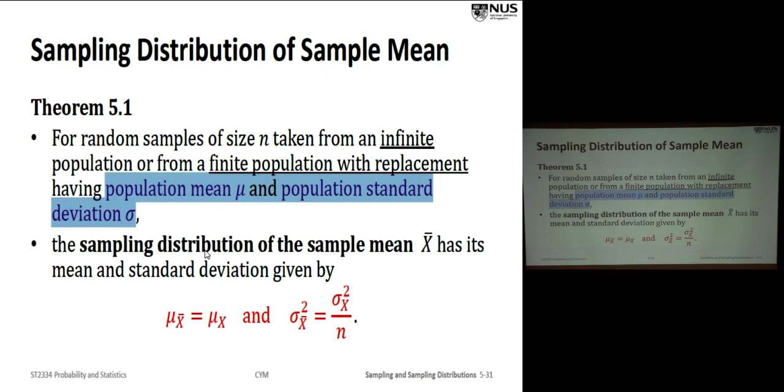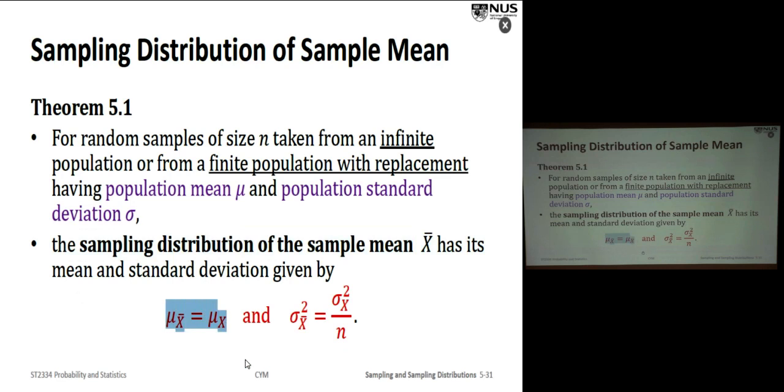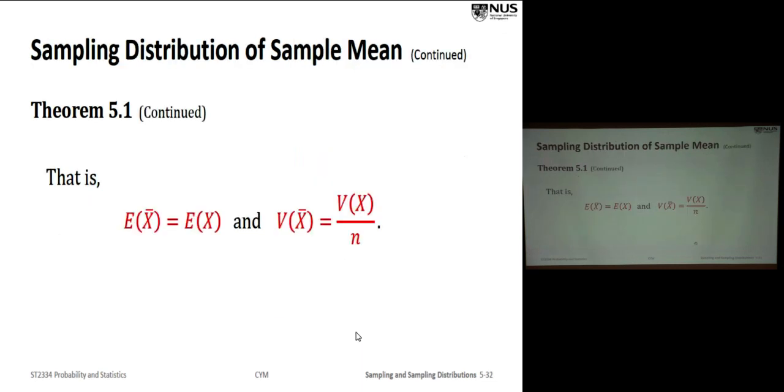And what we are going to do is relate the moments of the mean of the random sample to the mean of the population, and the variance of the mean to the variance of the population. So the sampling distribution for a sample mean x bar has a mean and a standard deviation, and it looks like this. The mean of the mean is just equal to the average value, and the variance of the mean is just the variance over little n. That is to say that the expected value of x bar is equal to the expected value of x, and the variance of x bar is the variance over n.